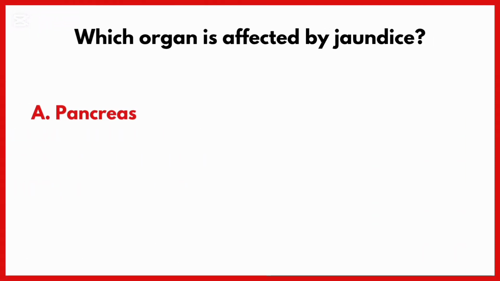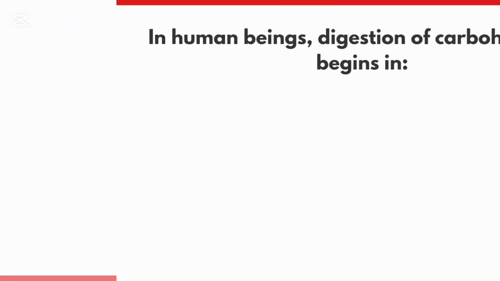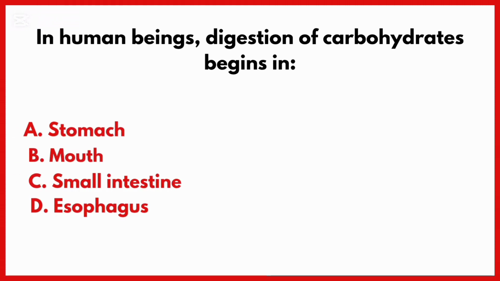Which organ is affected by jaundice? Correct answer is option C. In human beings, digestion of carbohydrates begins in. Correct answer is option B, mouth.